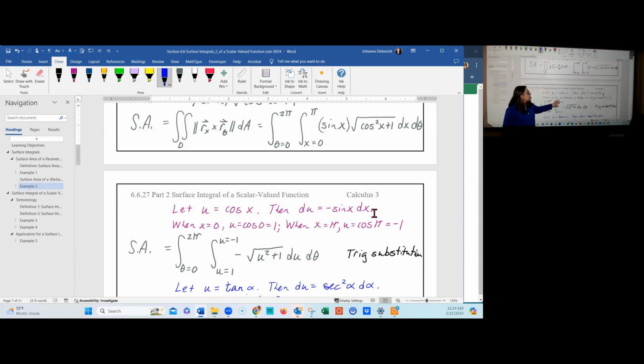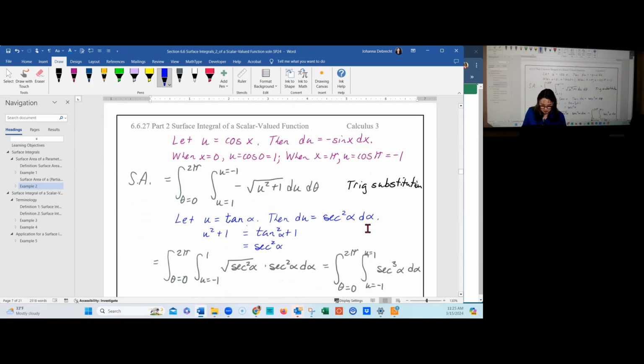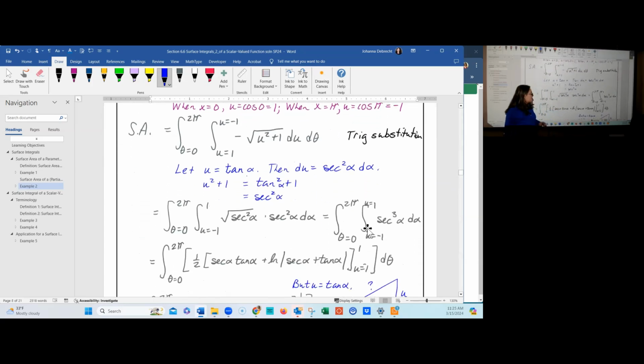I can change the limits of integration. When x is 0, u is the cosine of 0, which is 1. When x is pi, u is the cosine of pi, which is negative 1. So I had to put in a negative because I didn't have it as part of my du. And I'm integrating from 1 to negative 1. And since this isn't the normal order, and I have a negative as a factor in the integrand, I can switch the limits of integration. This makes it the square root of u squared plus 1. And now we're integrating with respect to u first and then d theta. In retrospect, I probably should have done d theta first and then dealt with the u's. It would have saved me a lot of writing.